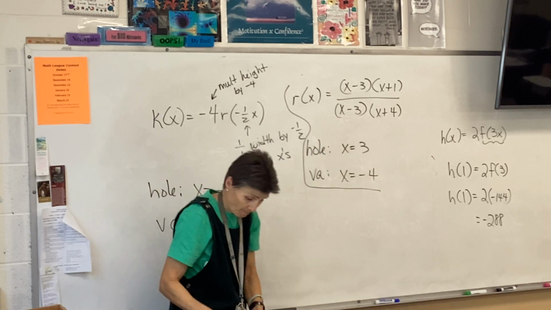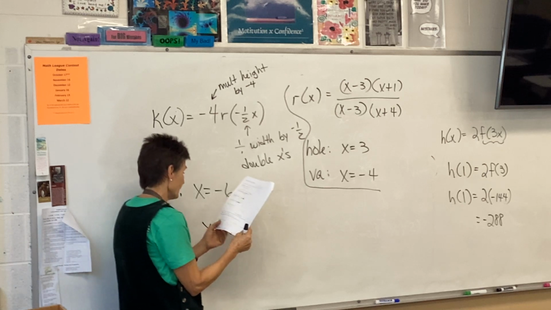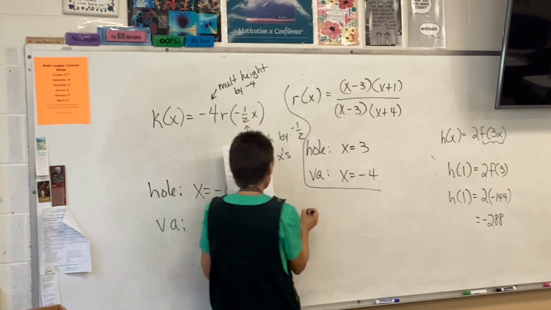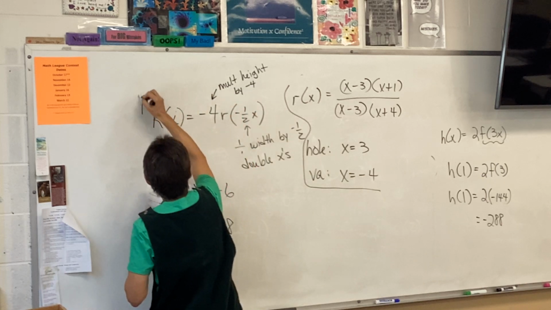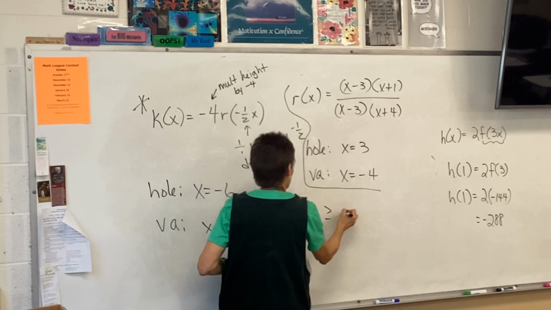And likewise with the asymptote. Okay, last question here. Where is this function, this guy right here, where is he positive?